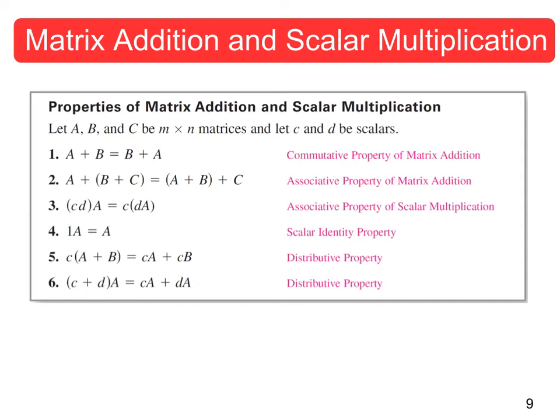So if you think about it, the following properties of matrix addition and scalar multiplication are applicable. We have the commutative property, where the order doesn't matter. We have the associative property of matrix addition, where I can group the first two, then add the third one, or I can group the last two and add the first one. I have the associative property of scalar multiplication. I have a scalar identity: multiply everything by 1, I still get the matrix I started with. I can distribute a scalar, or I can distribute a matrix.